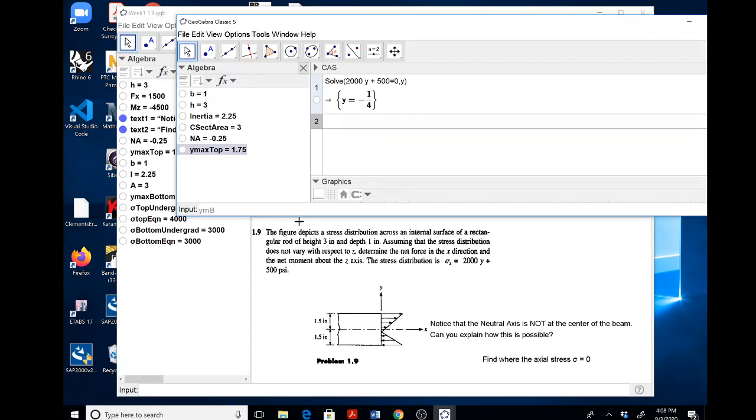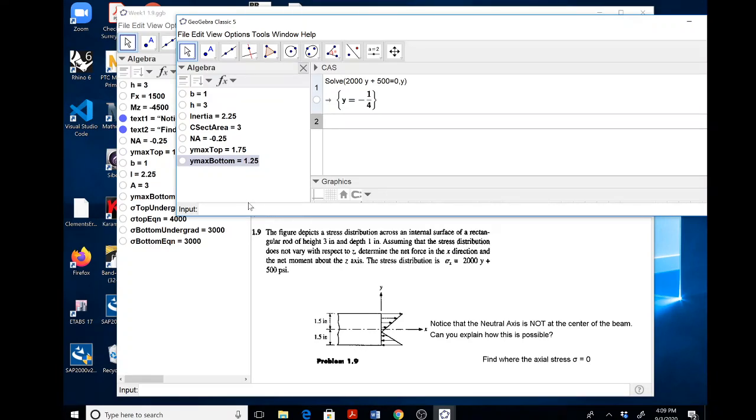Y max bottom. And I like to capitalize this. Do you notice how I'm doing that? It separates the letters. GeoGebra is case sensitive, so be aware of that. You must use the letters properly. Y max bottom is h over 2, and that will just be plus NA here, and that gives me the 1.25.